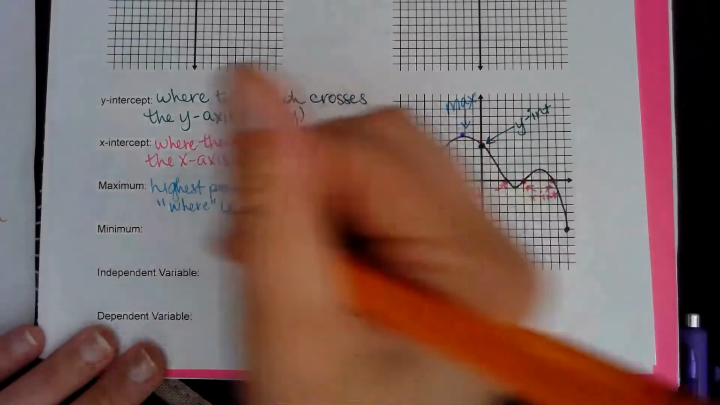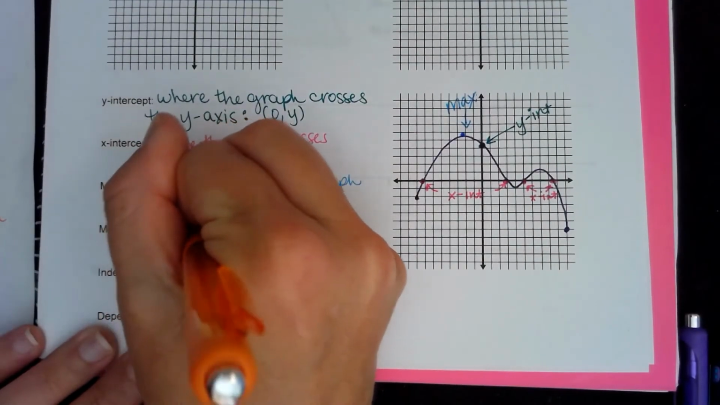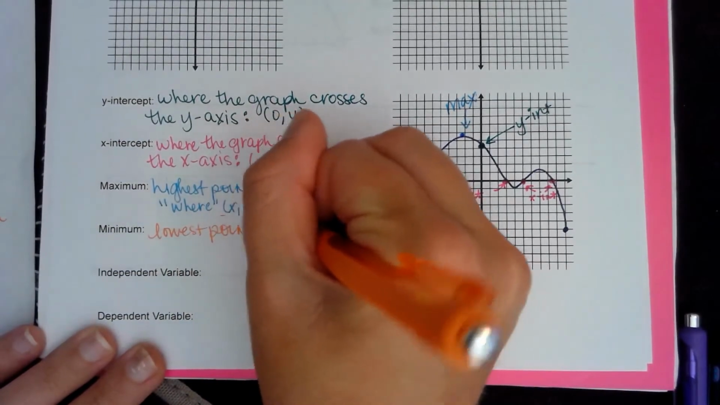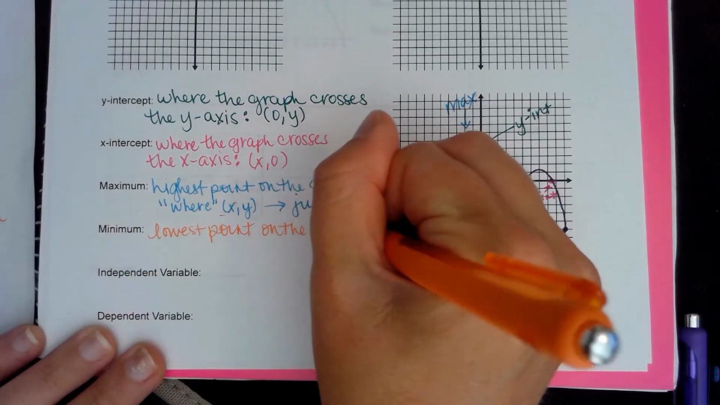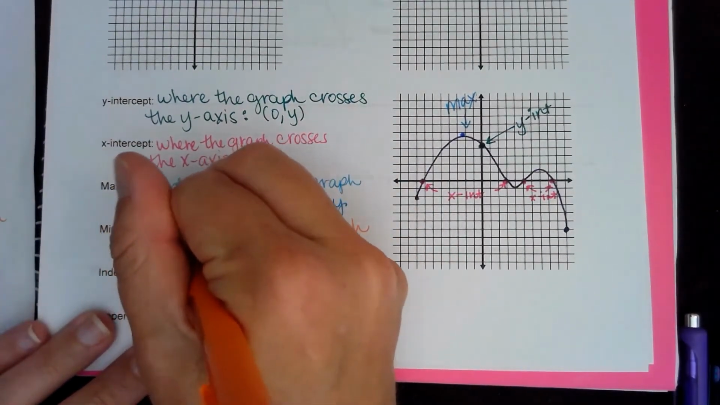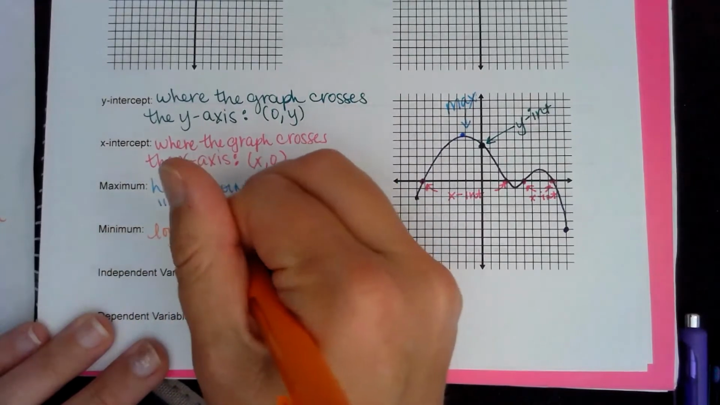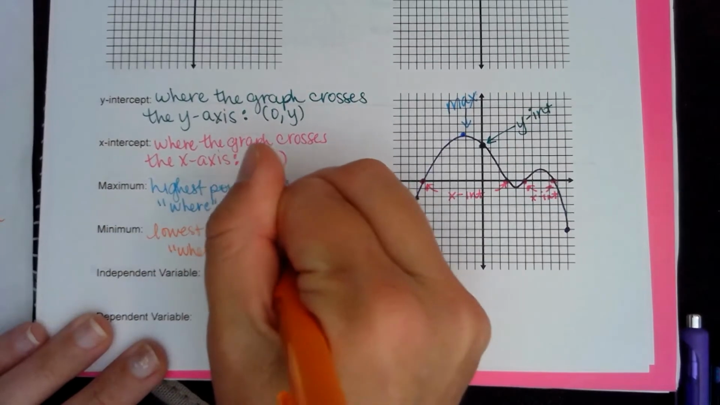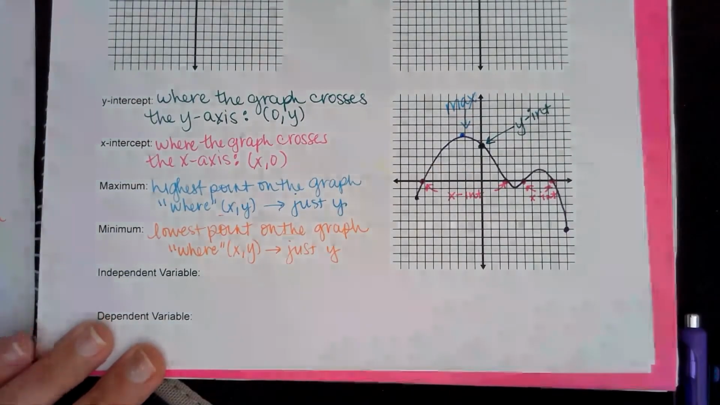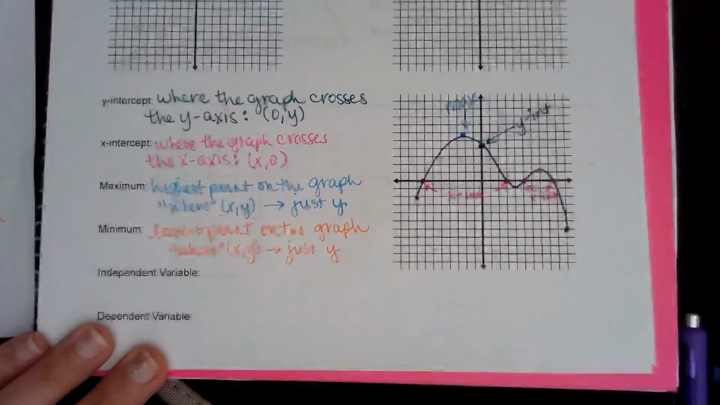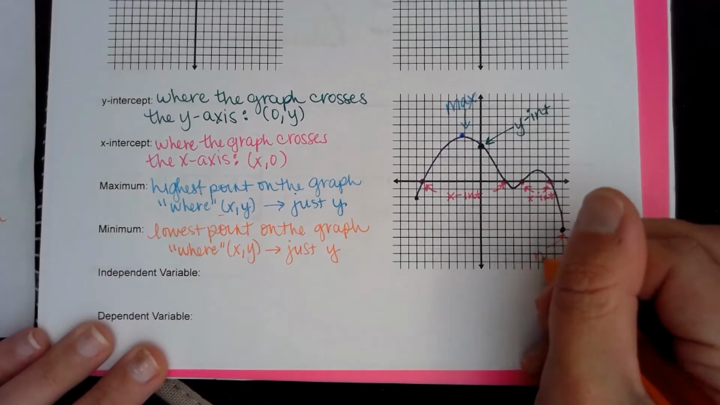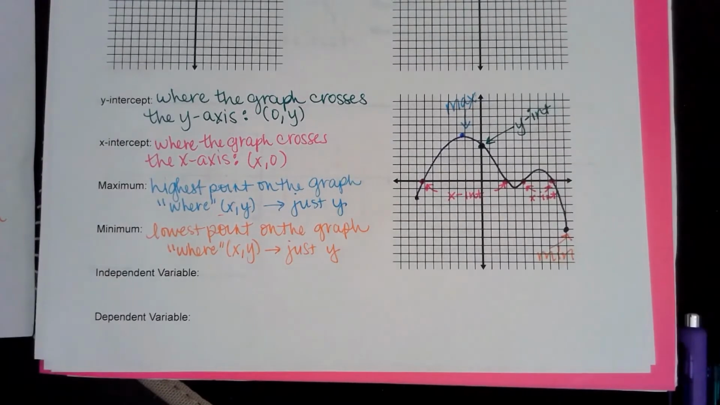Our minimum is the lowest point on the graph. And this is the same idea, where if it says where, you put x, y, otherwise you just say y. Like, what is the maximum? You give the y value. If it says where, you give the location. So this is my minimum.